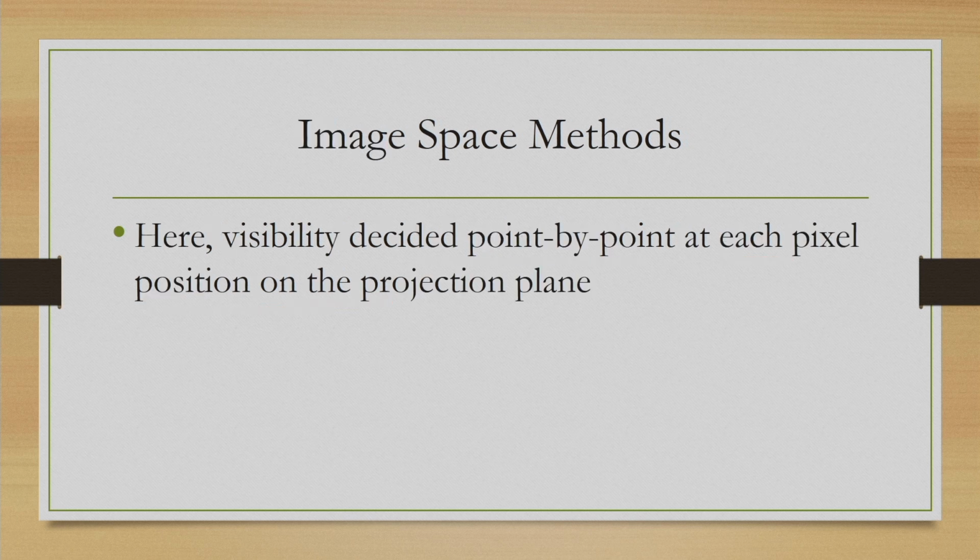In case of the image space method, what happens? As the name suggests, the detection and rendering takes place at the level of the image, that means after projection. So, here visibility is decided point by point at each pixel position on the projection plane. Here we are no longer dealing in the 3D space, we are dealing in the 2D projection plane at the level of pixels.